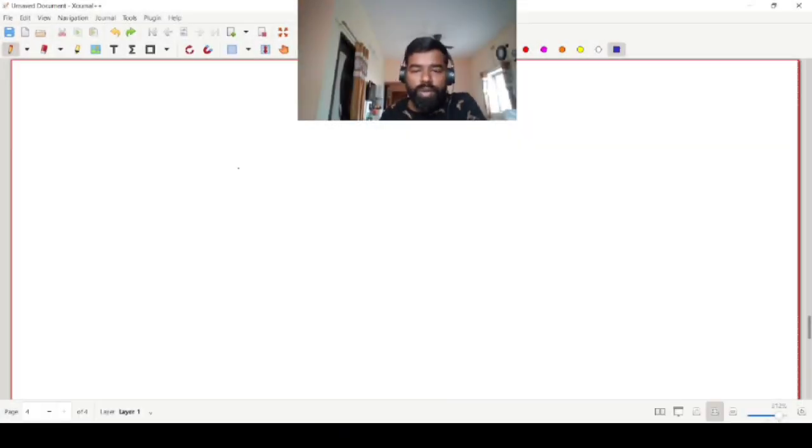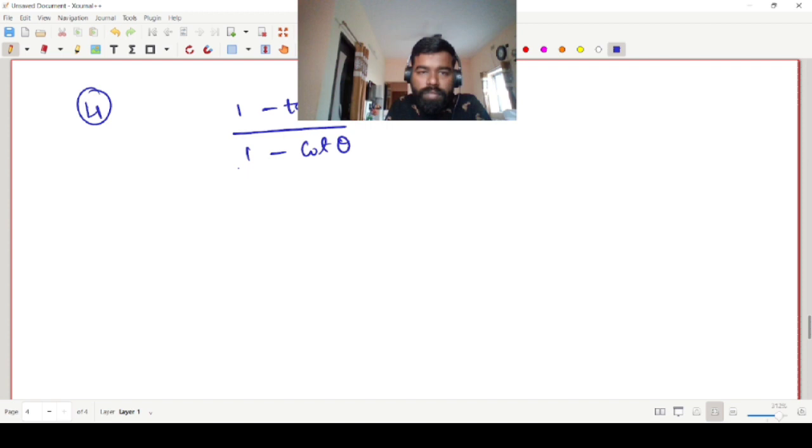So quickly we'll go to some more problems. That is question number 4. We have 1 minus tan theta by 1 minus cot theta, whole square, and we need to prove it as tan square theta.